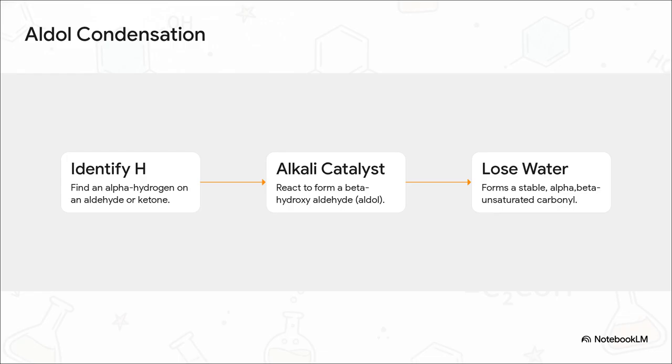But what if an aldehyde lacks an alpha hydrogen entirely, like formaldehyde? Well, it can't do this. Instead, it undergoes the Cannizzaro reaction, where it self-oxidizes and reduces to yield an alcohol and a carboxylic acid salt.